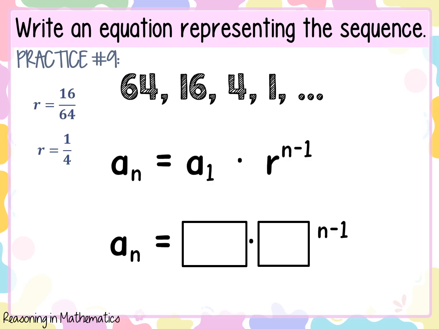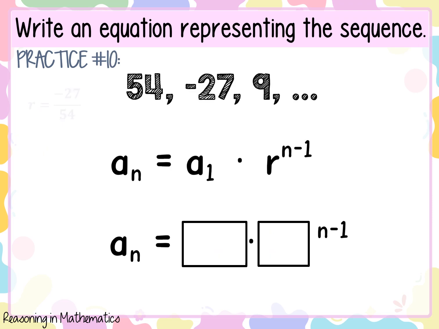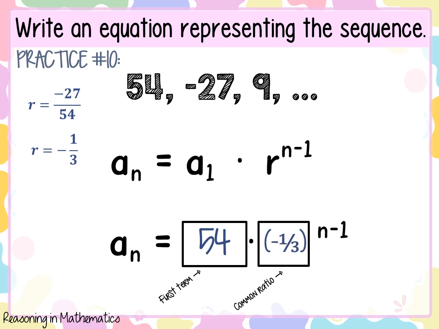Practice number 9. 16 divided by 64. The common ratio is 1/4. The first term goes here, 64. The common ratio goes there, 1/4. And there's our formula. Practice number 10. -27 divided by 54 gives us our common ratio, which is -1/3 when you simplify that. The first term is 54, common ratio -1/3. And there you have the equation representing the sequence for practice number 10.